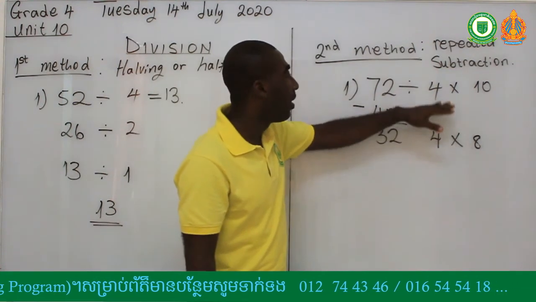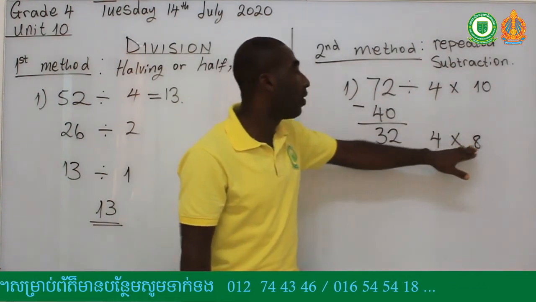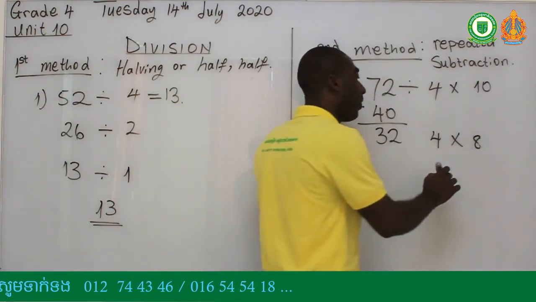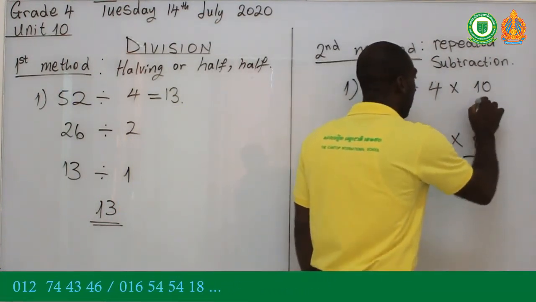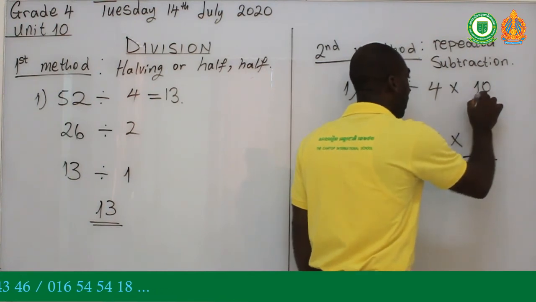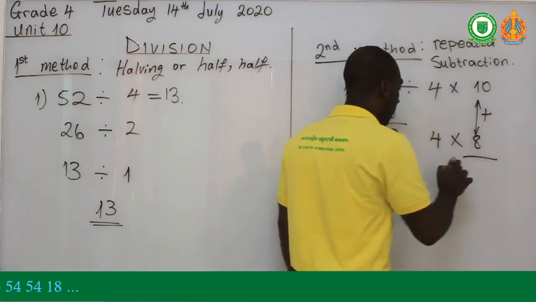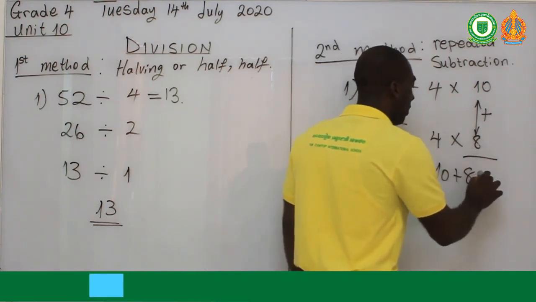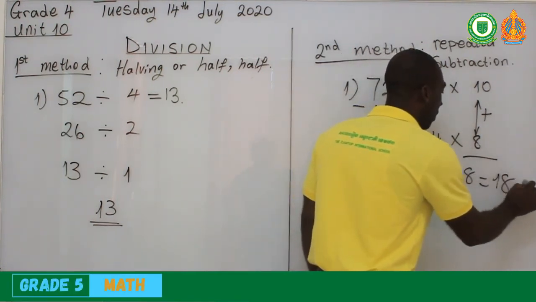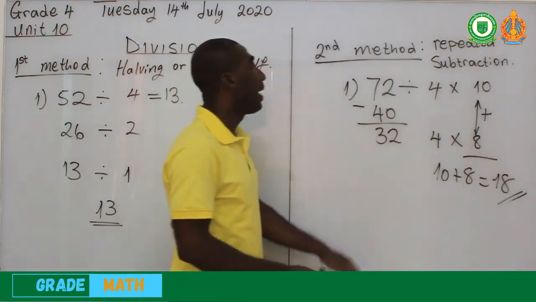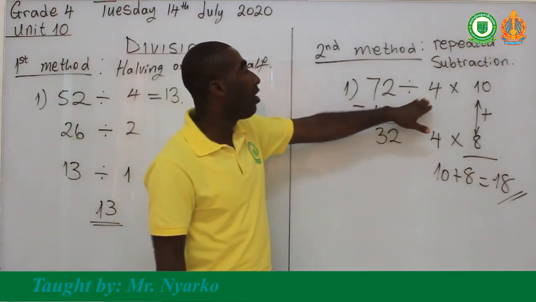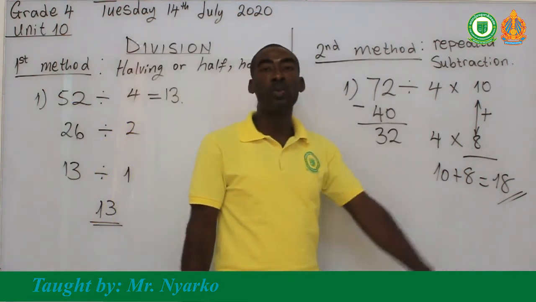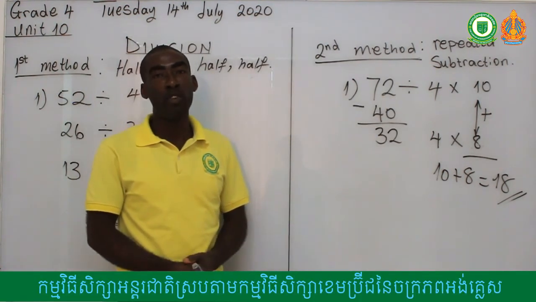So now we have 4 times 10, 4 times 8. So how do you get your final answer? The final answer is your 8 and your 10. So it becomes 10 plus 8, which is equal to 18. So that means 72 divided by 4 will be 18 for you.